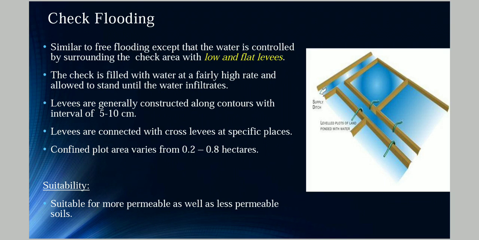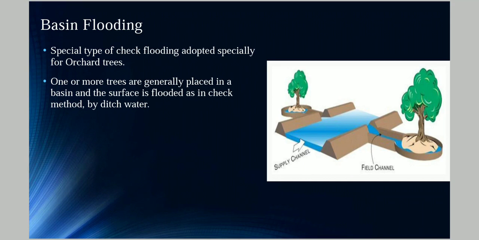Levees are generally constructed along contours with an interval of 5 to 10 centimeters. Here the levees are connected with cross levees, and the confined plot area varies from 0.2 to 0.8 hectares. It is suitable for more permeable as well as less permeable soils. Basin flooding is a special kind of check flooding. It is also called ring flooding, because a ring-shaped basin is created around trees or orchards, and the water is irrigated there.